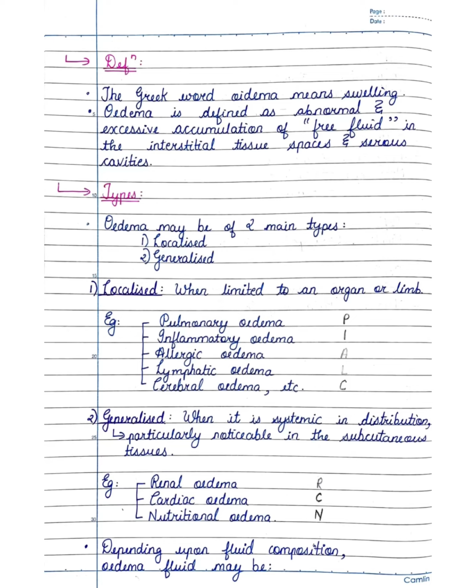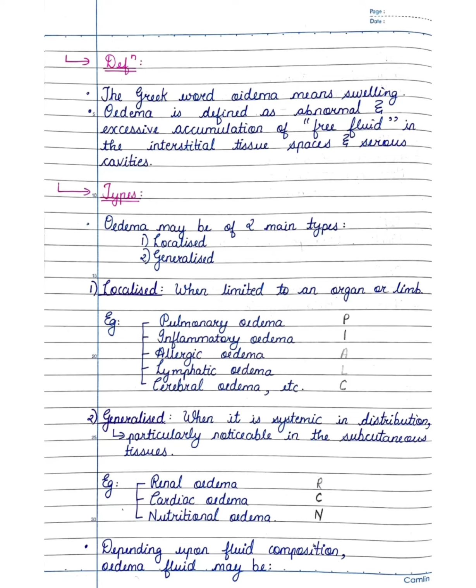First is localized, when limited to an organ or limb. Examples: pulmonary edema, inflammatory edema, allergic edema, lymphatic edema, cerebral edema, etc. Second, generalized, when it is systemic in distribution, particularly noticeable in the subcutaneous tissues. Examples: renal edema, cardiac edema, nutritional edema, etc.